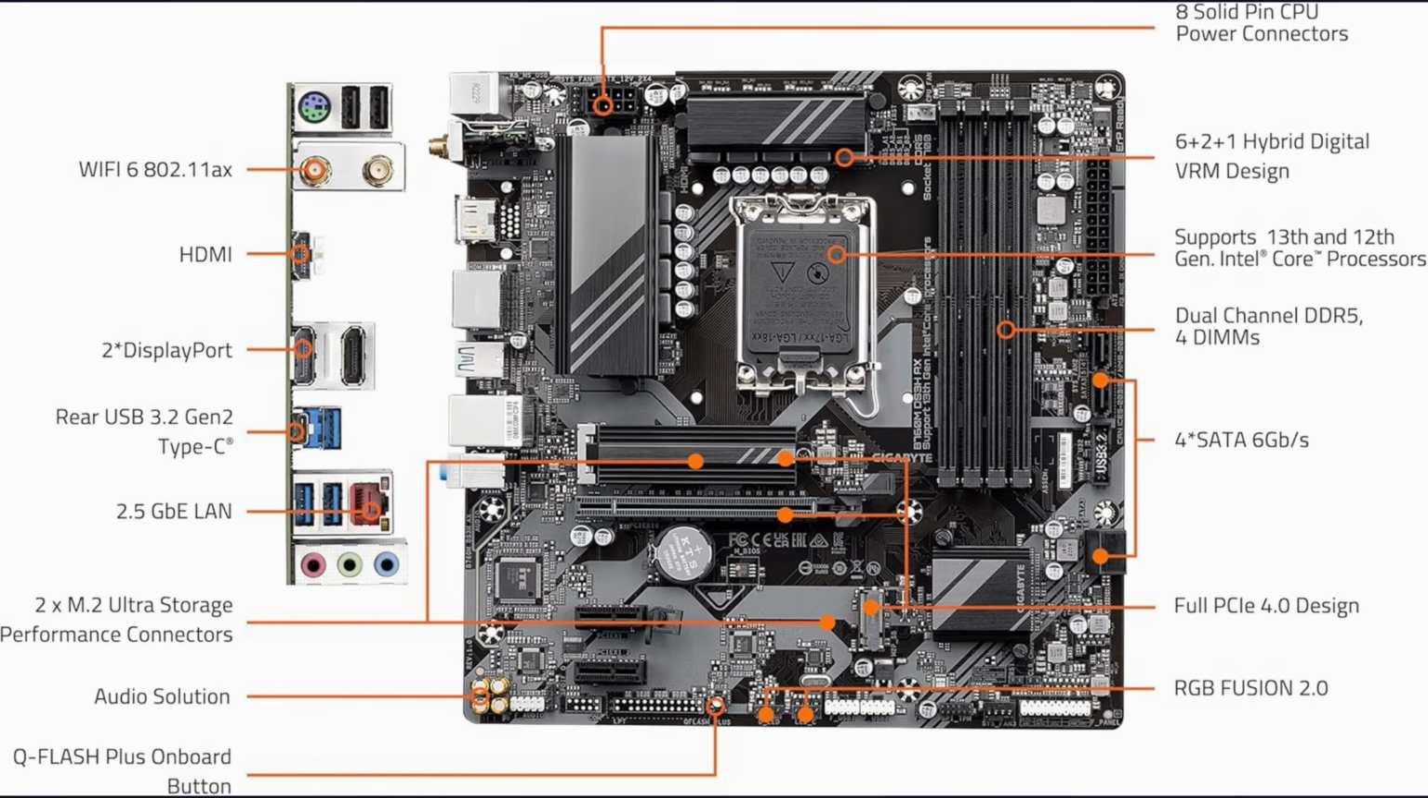Next we have power connectors. Under this we have the 24-pin ATX power connector port. This supplies power directly from your power supply unit to your motherboard. Then we have the 8-pin CPU power connector. This supplies power directly to your CPU.